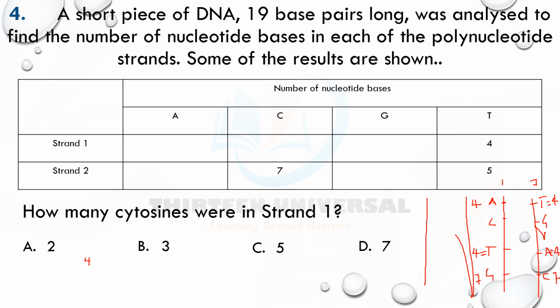Check it. 4 plus 4, plus 7, gives you 16. So the remaining 3 out of 19 will be guanine and cytosine. Is that okay? Remember that we were told that we had 19 base pairs. So 19 minus 16 gives us 3. The answer should be 3. Do you get it? Pause this video and check it again.